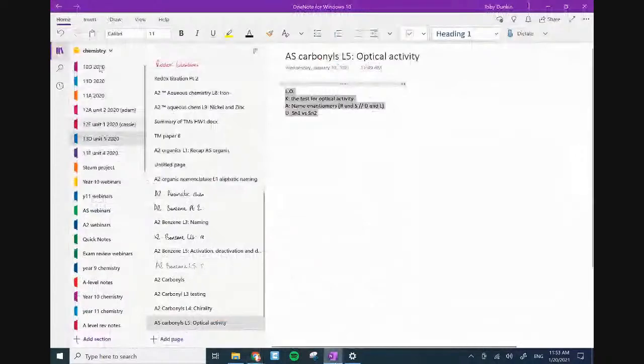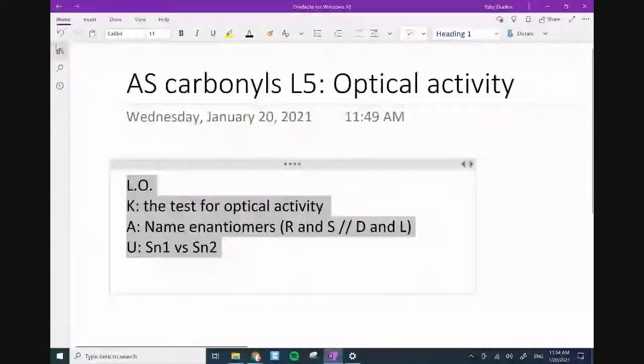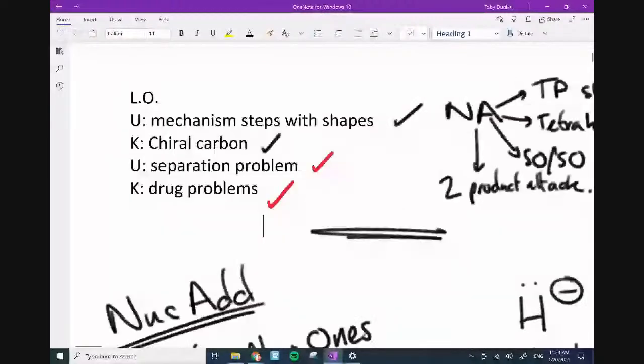So here's my lesson for today. A quick summary of last lesson: we were doing chirality part 1. Our learning objective was to understand the mechanism with shapes. This was nucleophilic addition of carbonyls, and we talked about the idea that they are trigonal planar and that nucleophiles can attack from above or below 50% of the time. What that means is we end up with two products being made in a 50-50 mix.